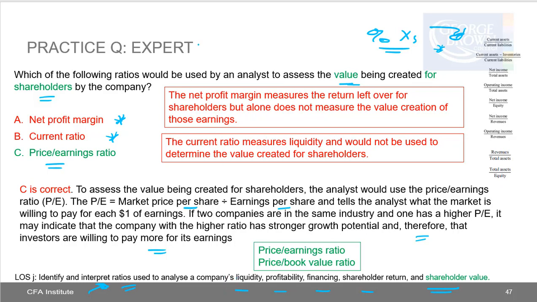Okay, so that was an expert question, but again, I don't think that was too difficult. If you get up to speed, there's a little bit of memorization you need to do with regards to the categories of the ratios and what ratios the CFA Institute Investment Foundations program is looking at with regards to financial statement analysis.